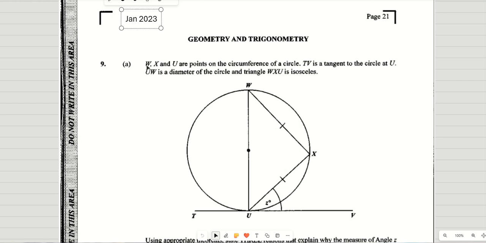Alright, so let's read it. X, W, X, and U are points on the circumference of the circle. W, X, and U. It's just to locate it to see what they're exactly telling you. TV is a tangent to the circle at U. That just means it's touching the circle at point U.